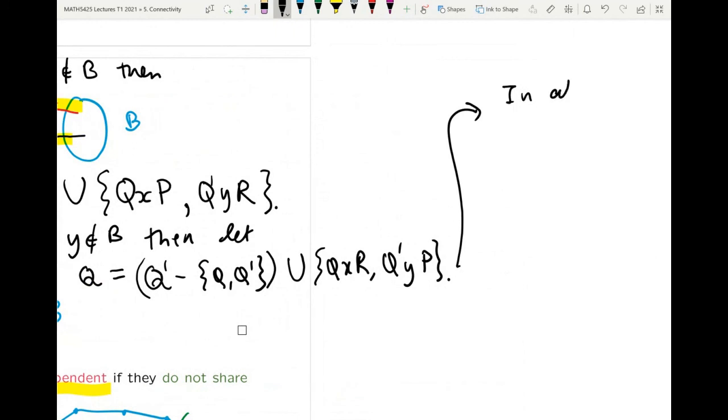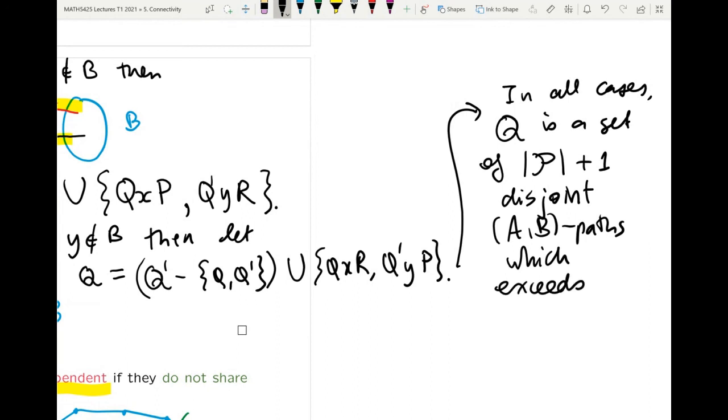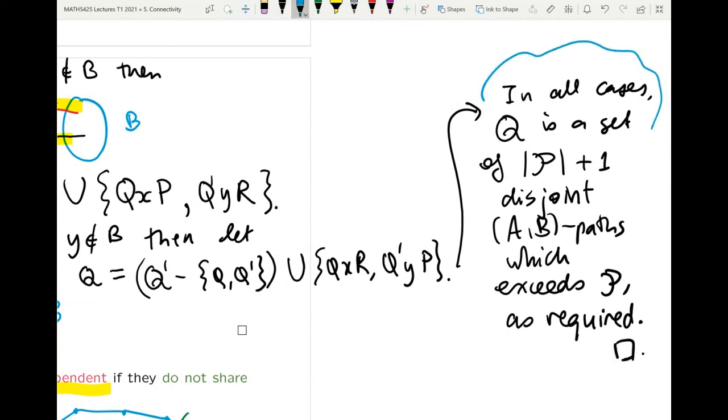In all cases, curly Q is a set of the number of paths in curly P plus 1 disjoint AB paths, which exceeds curly P as required, and that is the end of the proof. Because it means the induction will keep going until you've got enough paths, which is a set of K paths. We showed that we can keep going until we have K paths.